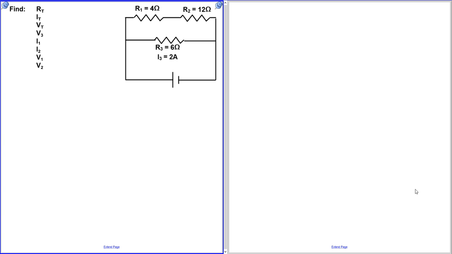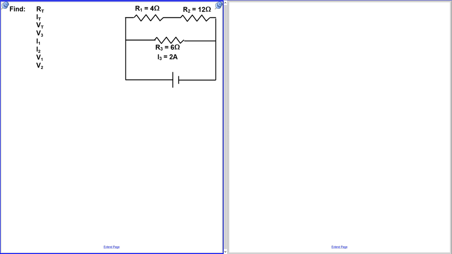So I have R1 equals 4 ohms, R2 equals 12 ohms, R3 equals 6 ohms, and I3 equals 2 amps. And if I look at this circuit, overall, the big part of this circuit is that it's a parallel circuit. So R1 and 2 are in series together, but they're in parallel to R3. So I'm going to think about this as a parallel circuit overall, but I want to try to get R1 and 2 together.